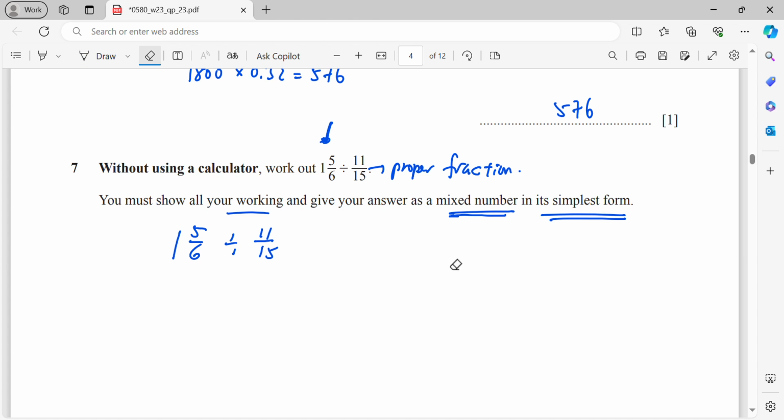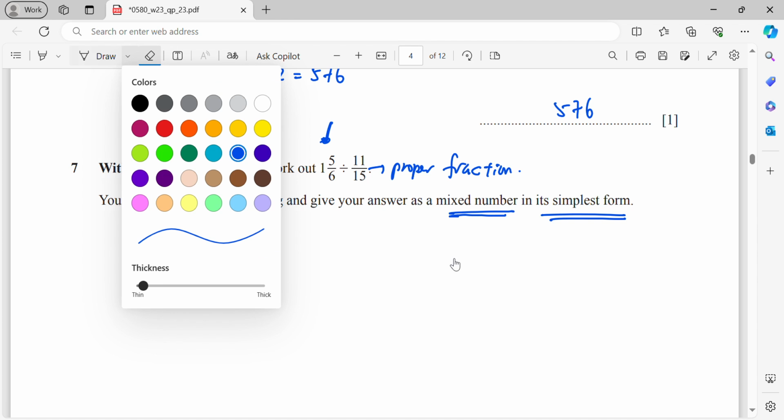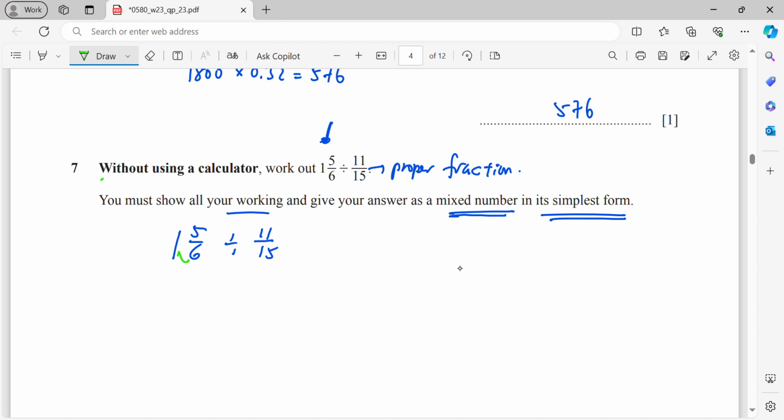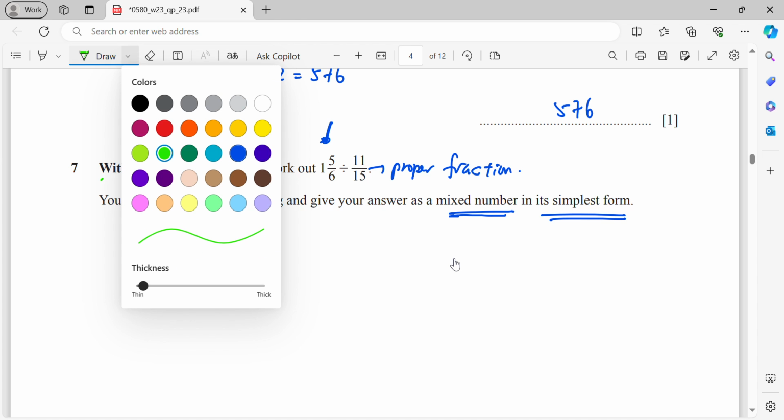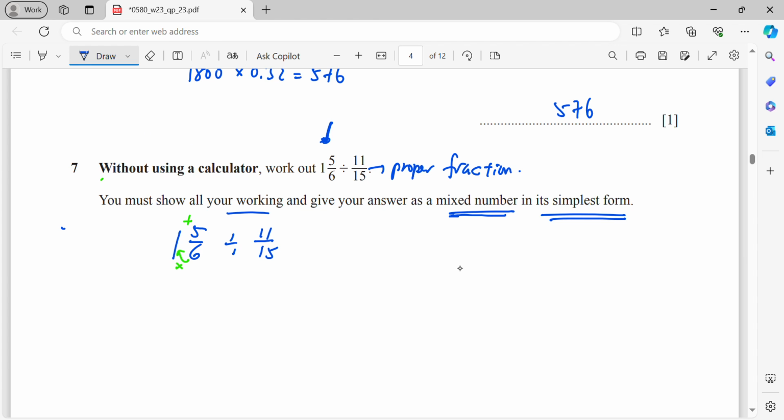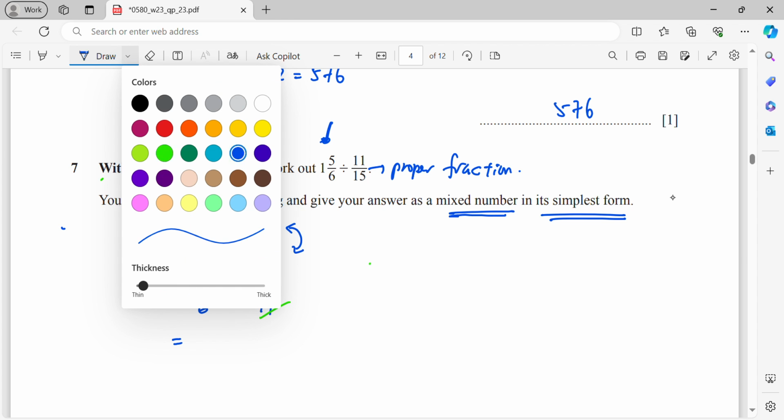So from here, to make it to that form, you multiply 6 by 1 and then you plus 5. So 6 times 1 is 6, 6 plus 5 will be 11. So 11 over 6. When you divide, you change your divide into times, and you swap the numerator and denominator. So I change to 15 over 11. Then from here, the 11 can be cancelled off. So at last, you will be getting 15 over 6.